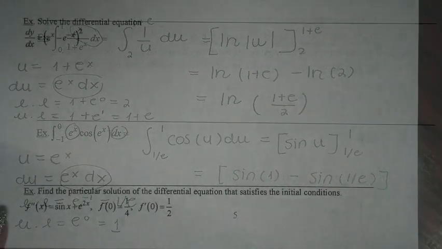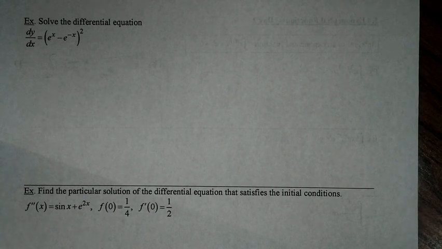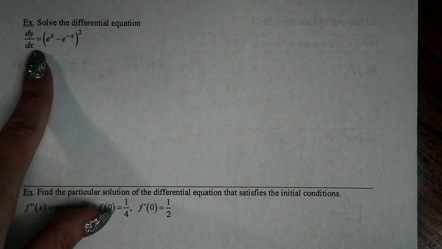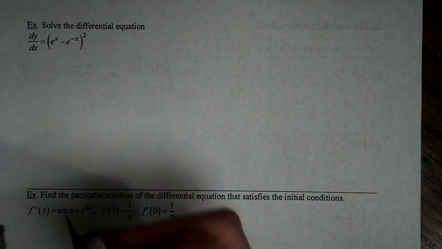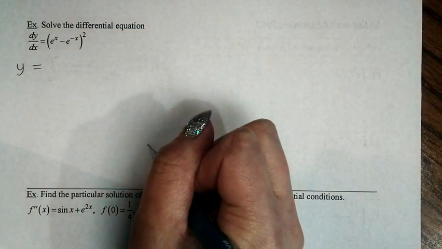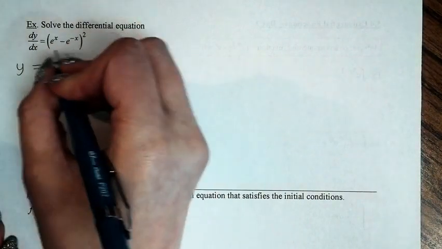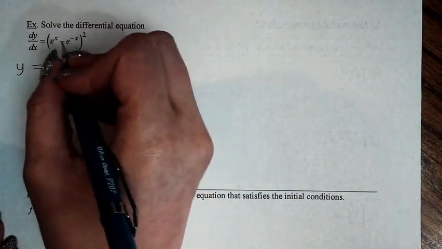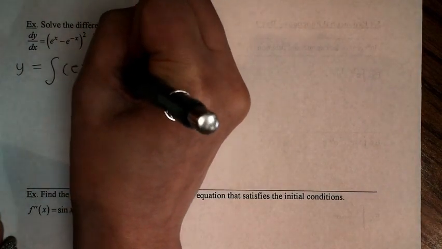Over here, we need to solve the differential equation dy/dx equals (e to the x minus e to the negative x) squared. So what in the world are they asking you to do? Well, they are giving you a derivative. So what you want here is to get the original function y. To find your original function when you have a derivative, you need to integrate. So let's integrate this.